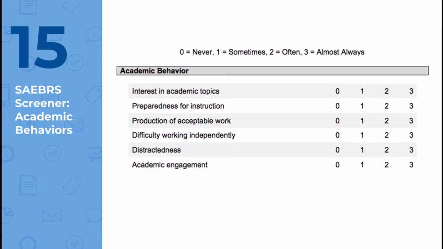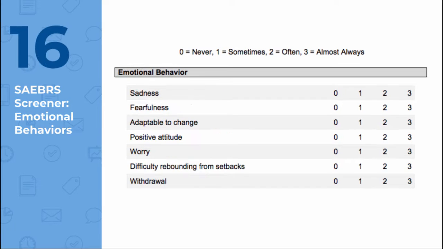For academic behavior, teachers rate students on how often they have seen these academic behaviors in the previous month. Again, please note the inclusion of both positive and negative behaviors. And finally, teachers rate students on how often they have seen this list of positive and negative emotional behaviors in their students within the past month.